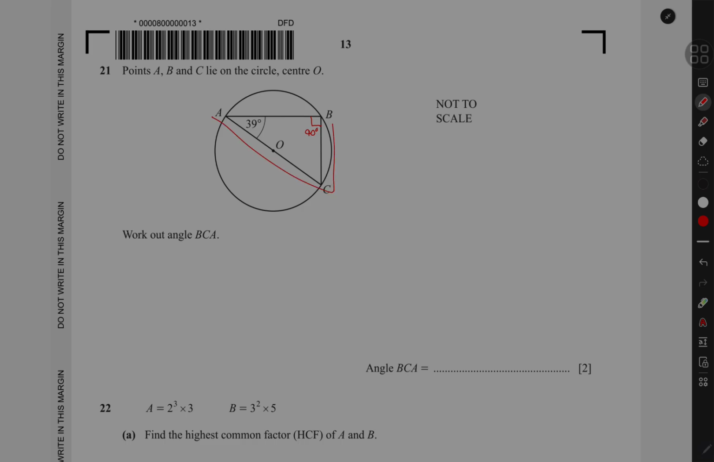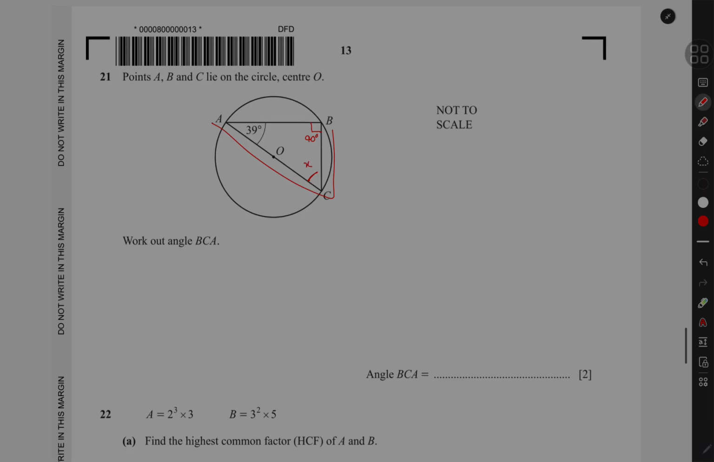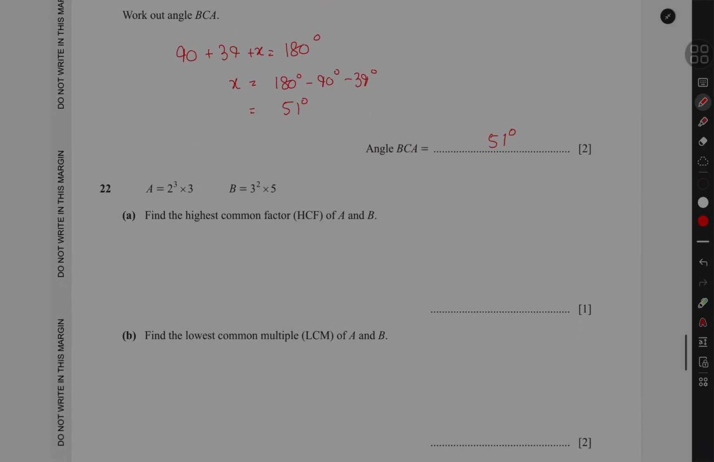Okay, so I know all of the angles. They're saying work out BCA. I know all angles in a triangle add up to 180. Let's say this is x, so 90 plus 39 plus x is equal to 180 degrees. So x is equal to 180 minus 90 minus 39. 180 minus 90 is 90, minus 39, 90 minus 40 is 50, so 51 degrees. 51 degrees. I think this question was pretty easy.